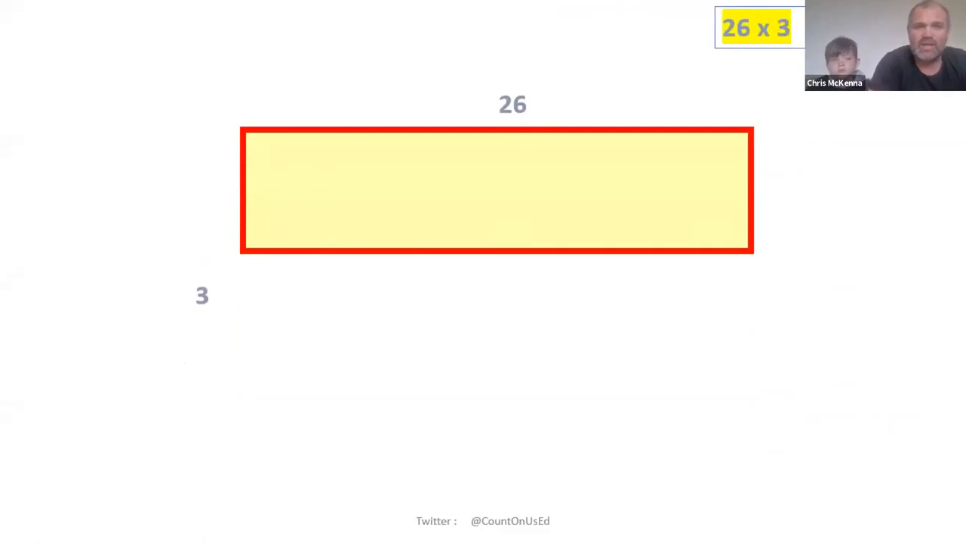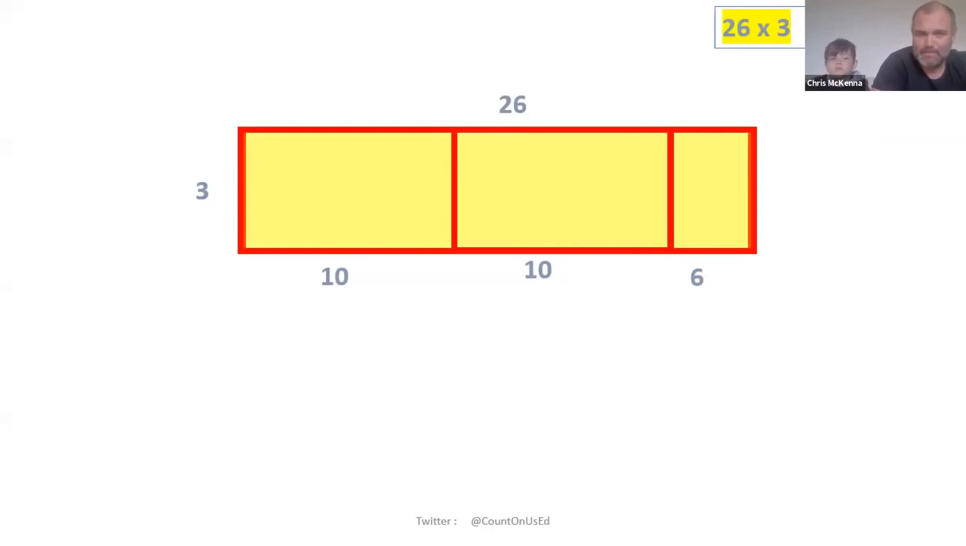So we've got my bar model here. So draw me a bar 26 by 3. And I split the 26 up into 10, 10, and 6. So we can see 10 times 3 was 30, 10 times 3 was 30, 6 times 3 was 18. What do I do with those numbers to get the answer to 26 times 3?